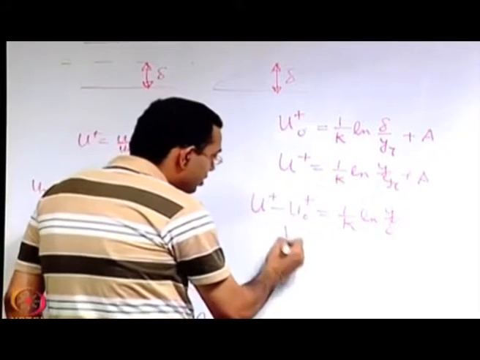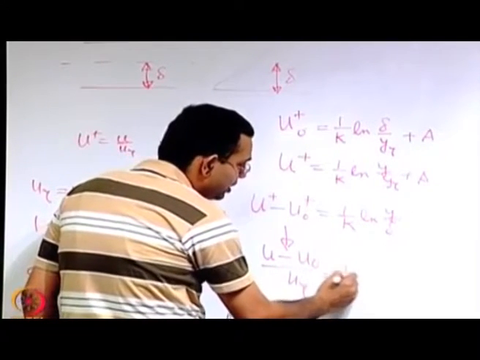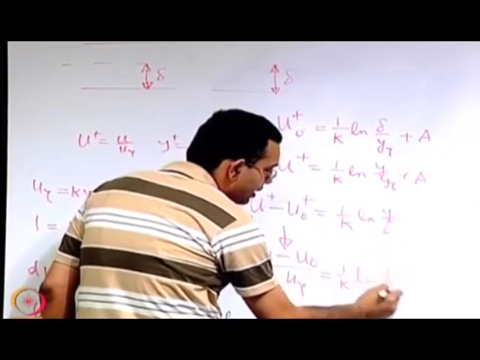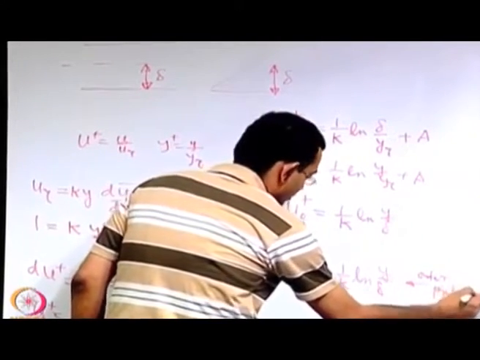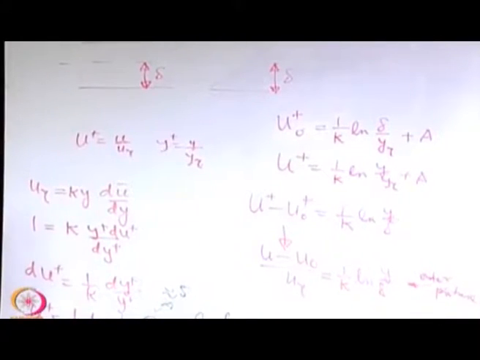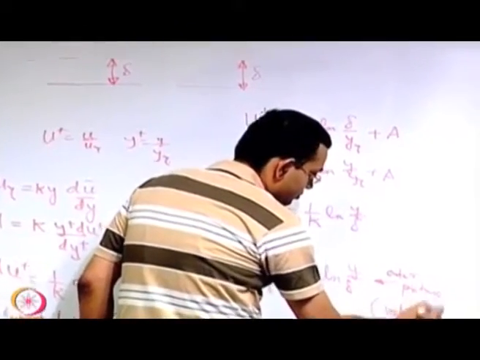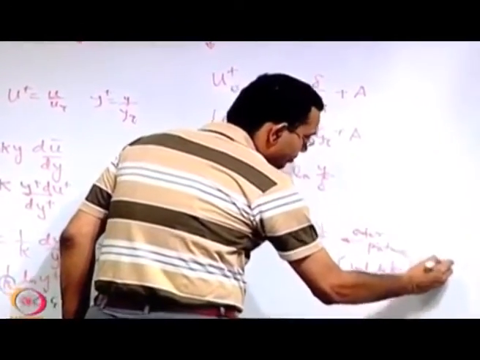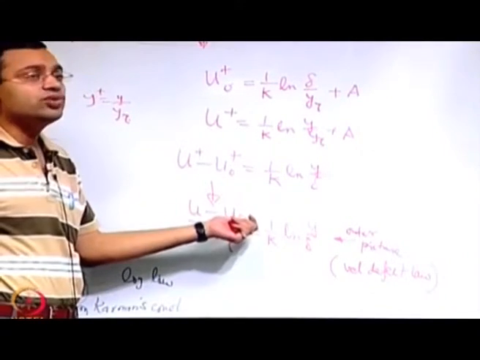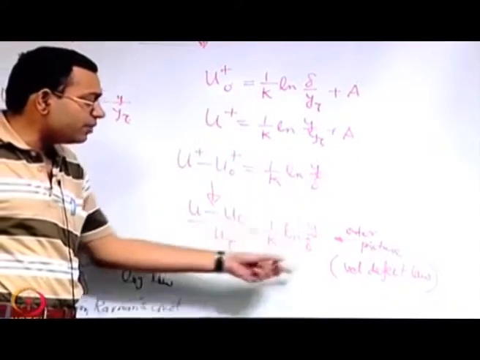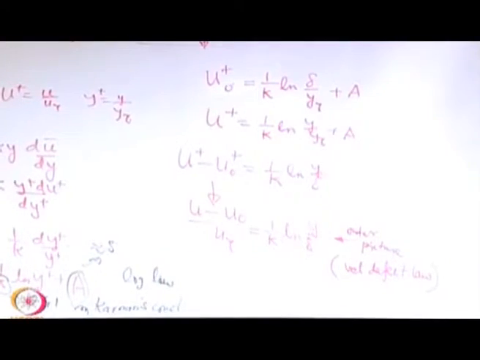So, that means you can write this in dimensional form as u minus u0 by u tau is equal to 1 by k ln y by delta. So, it is a sort of outer picture. Sometimes it is also known as the velocity defect law. Why such a name? Such a name is there because there is a deviation of u from u0, the outer layer velocity, because of some effect of turbulence, because of the effect of the fluctuating components.